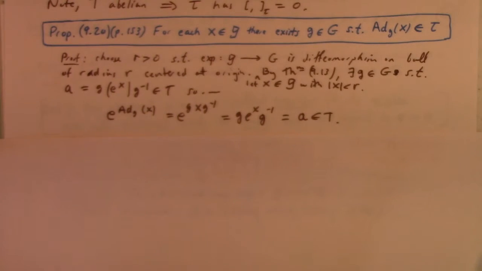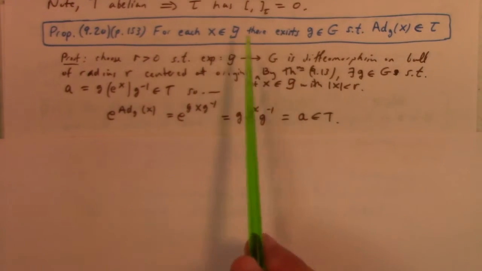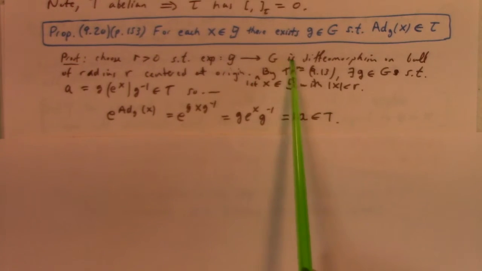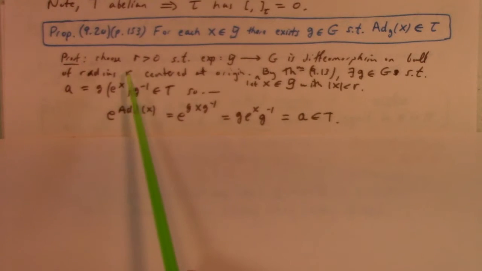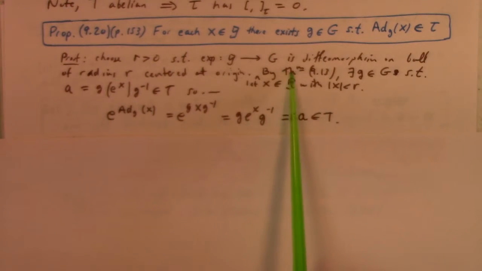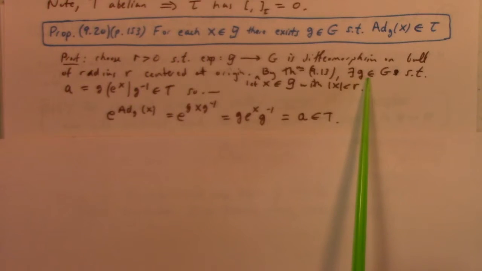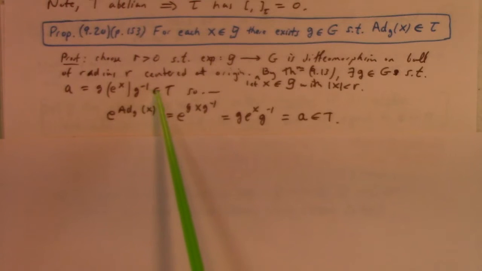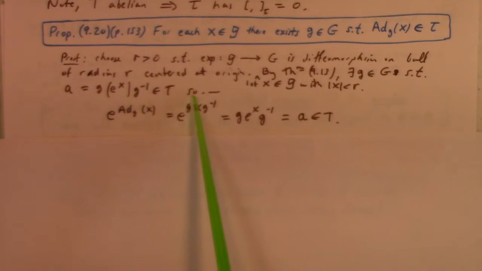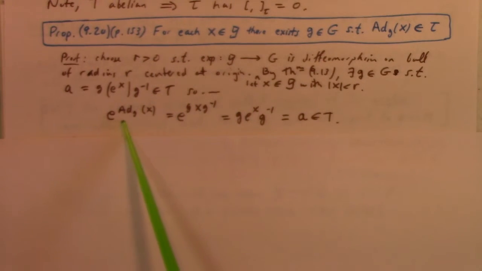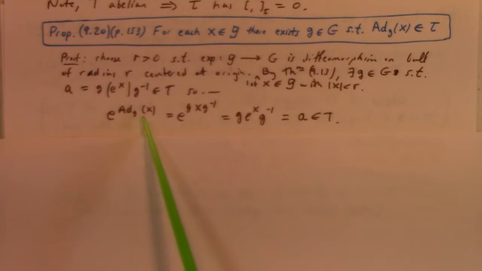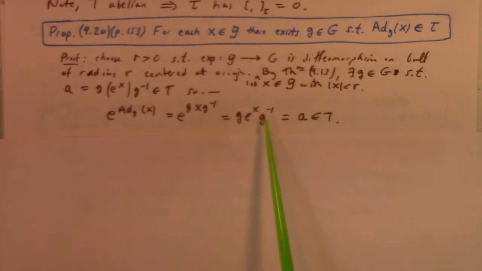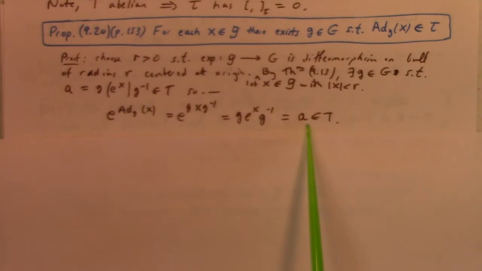So here's the sketch of the proof of that proposition. Choose r greater than 0 such that the exponential from the Lie algebra to the Lie group is a diffeomorphism on a ball of radius r centered at the origin. By theorem 9.13, there exists a g such that A is equal to g e^X g^{-1} in the torus. So the exponential of the adjoint of g acting on X is equal to g e^X g^{-1}, which again is A, and that's in T.